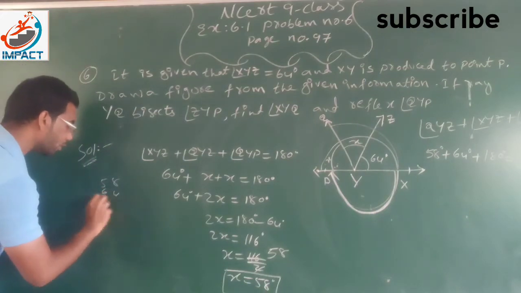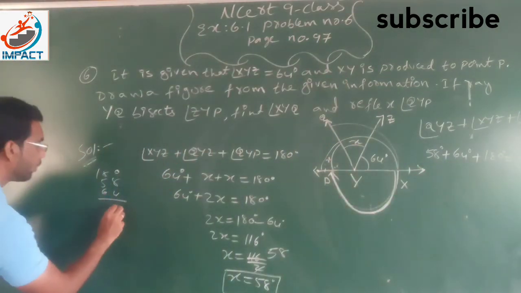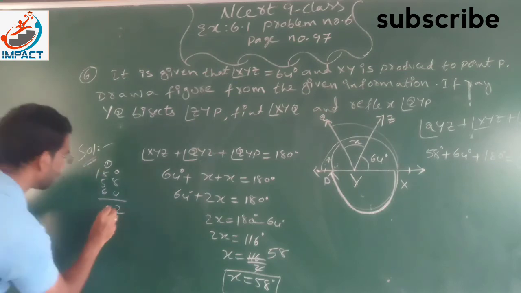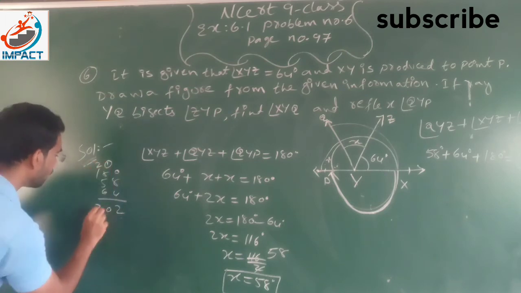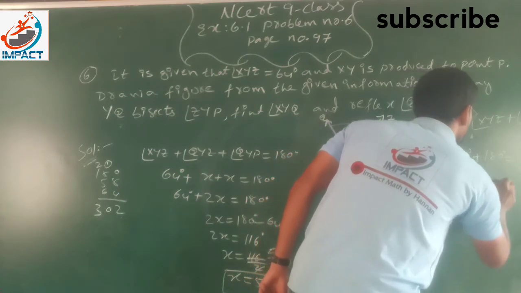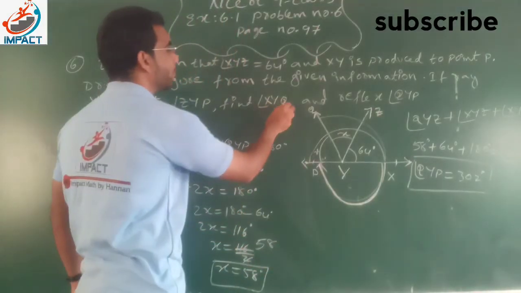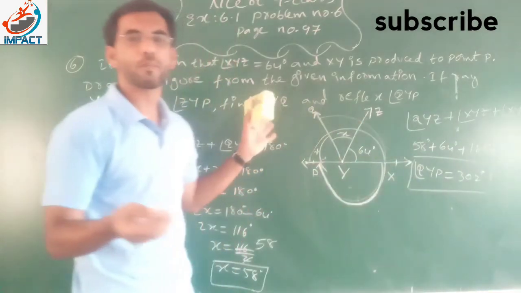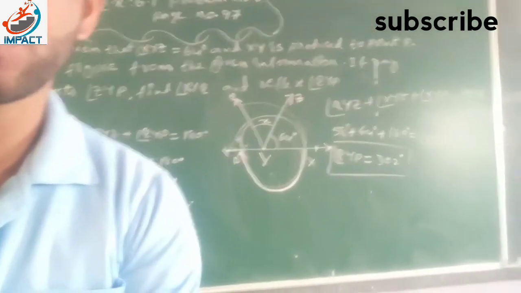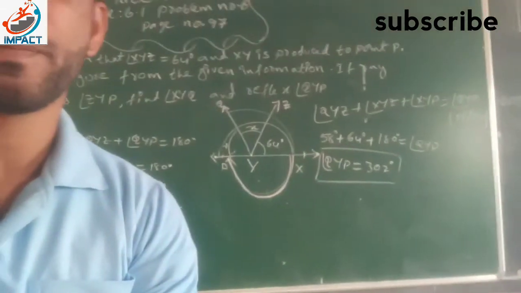58 plus 64 plus 180 gives 302. That is, reflex angle QYP equals 302 degrees. We are going to find out XYQ and reflex QYP; either you take this first or QYP first, no problem, it will be the same.